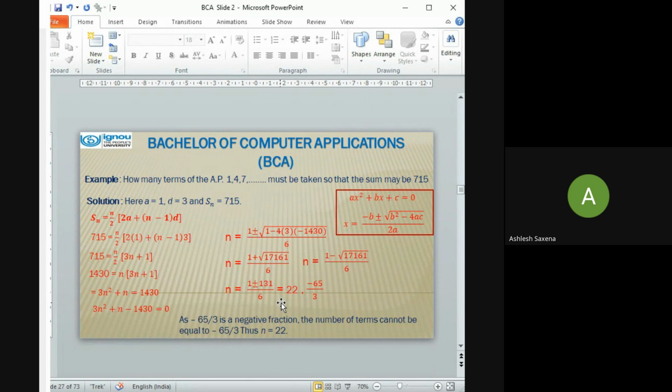Sum means Sn, and which is 715. You have a equal to 1, d equal to 3. And your sum formula is Sn is equal to n by 2 into 2a plus n minus 1 into d. What you are supposed to find? n. We are finding n here.